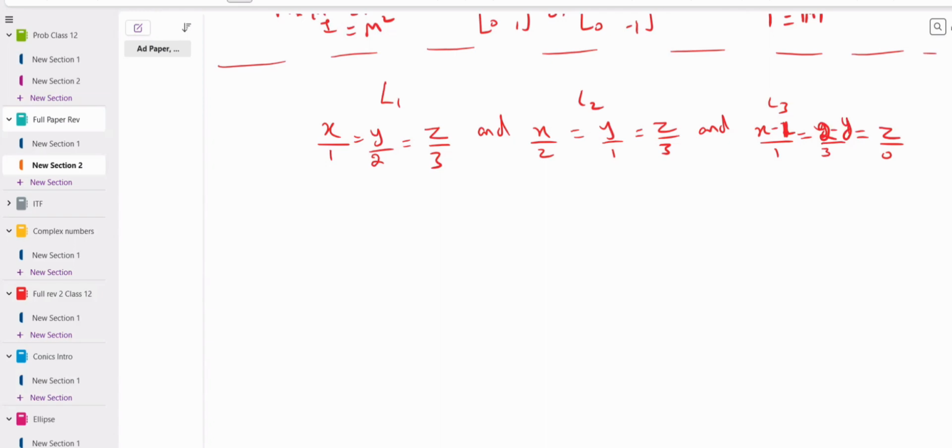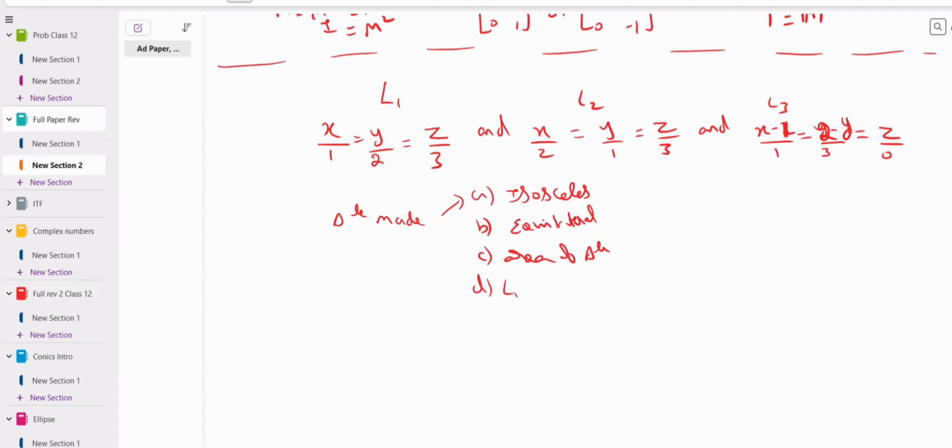Okay, 3 lines are given. Let's say the options are based on the triangle made by the intersection of the 3 lines. In option A, given isosceles. Option B, given equilateral. And then option C talks about the area of the triangle made. Option D says the lines are present in the plane. These are the 4 options and you need to pick them effectively.